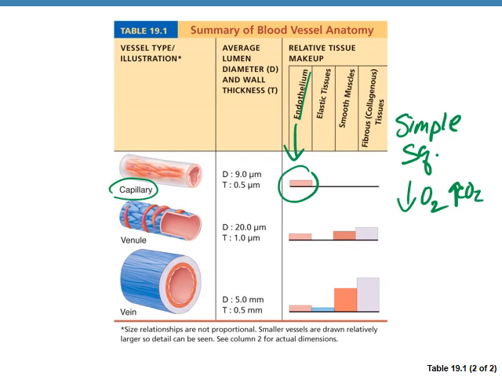All right, then you have a venule. And you can see the venule has endothelial and it has muscle, but it does not have any elastic. And then you can see the vein here has a little bit of elastic, always has endothelial, and has more muscle than the other vessels, more muscle tissue.